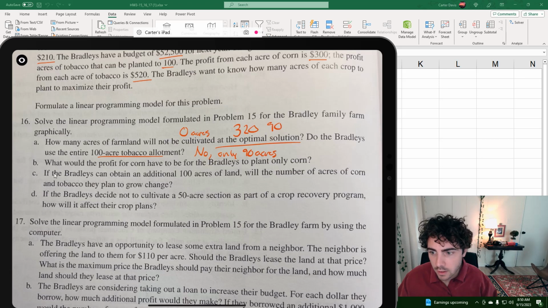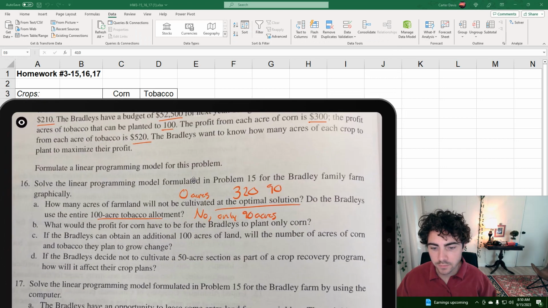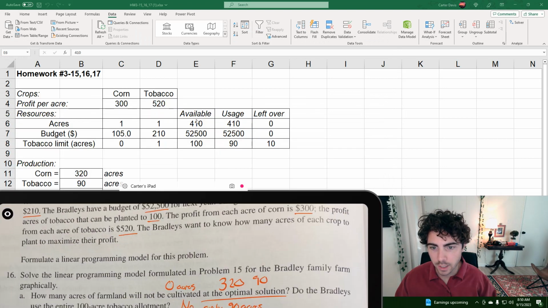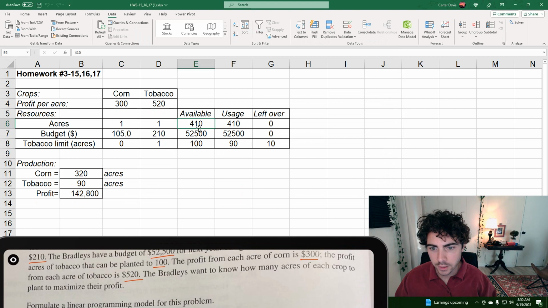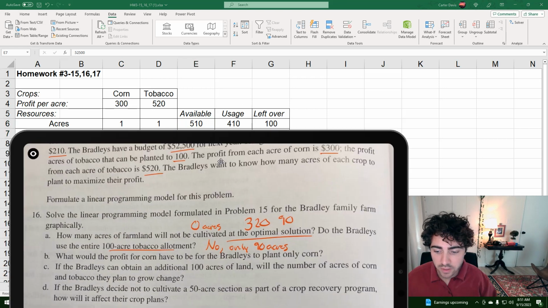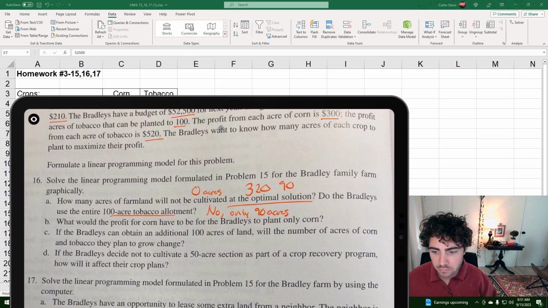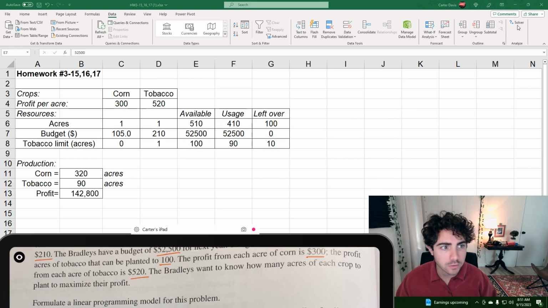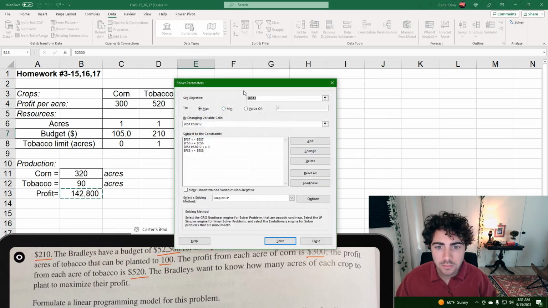So let's go to C. If the Bradleys can obtain an additional 100 acres of land, will the number of acres of corn and tobacco they plan to grow change? Basically, if the amount of land increases by 100. So let's try that. We're going to increase this to 510 from 410, right? And then if nothing else is changing, I think we can just rerun the solver. So everything stays the same. Let's hit solve, see what happens.